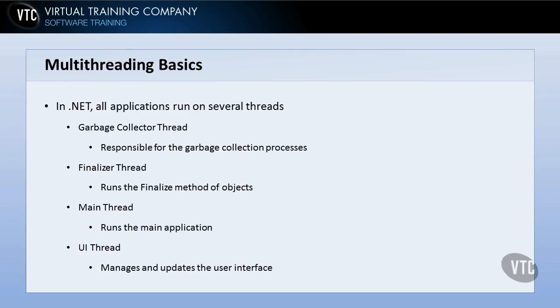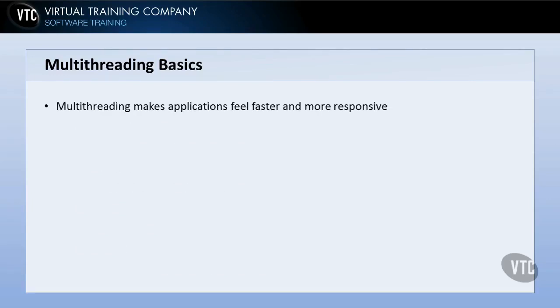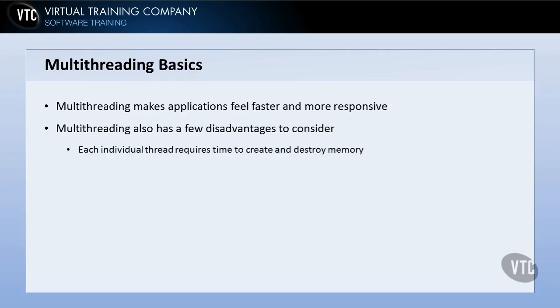Now, multi-threading, no doubt, makes applications feel a lot faster and a lot more responsive, and everybody likes that. However, multi-threading also can present a few disadvantages, and you need to consider these anytime you start to go down the multi-threading road. Each individual thread requires time to create and destroy, memory for that thread, and set up of the processes for that thread, so that's just pure overhead. Now, the context switching between threads, or the CPU switching back and forth between the threads, can consume considerable time and resources. So if you spawn too many threads, you're basically shooting yourself in the foot, and your program's still going to be slow and kind of clunky.